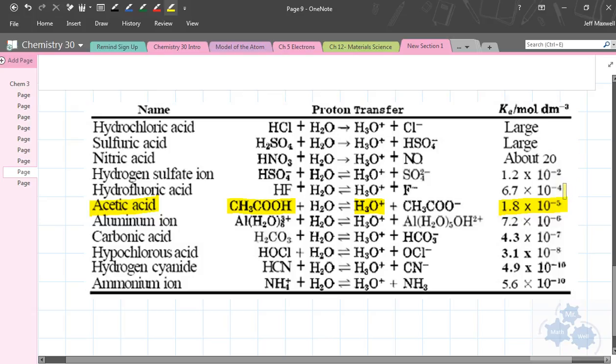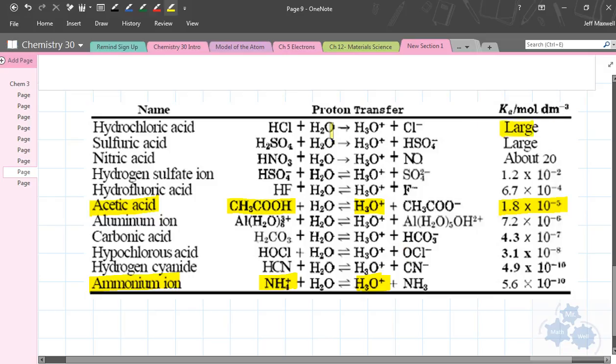Anything that's below 10 to the negative 4 is extremely, extremely weak. Anything above negative 4, up to 1, is kind of in the middle area. But you can see that as we move down the list here, an ammonium ion, NH4+, is not a very strong acid at all. It's got a very low Ka, which just means that the concentration of this ion is not going to be very high.